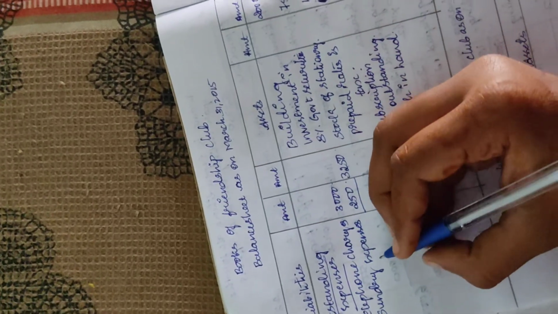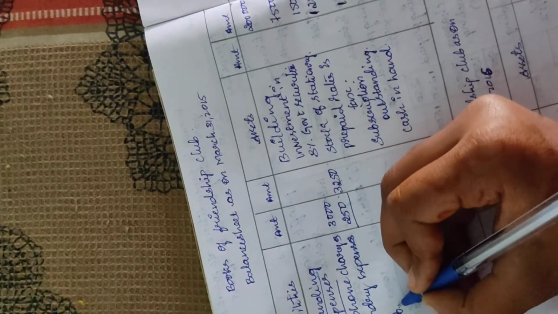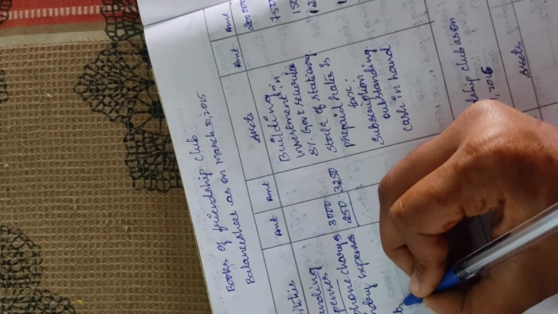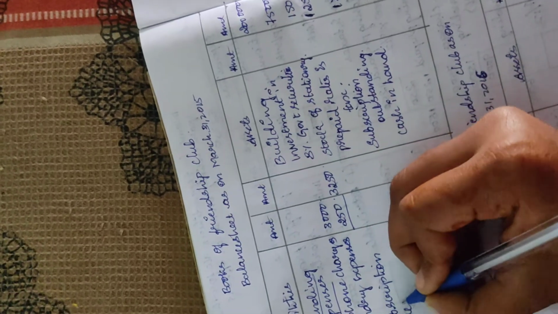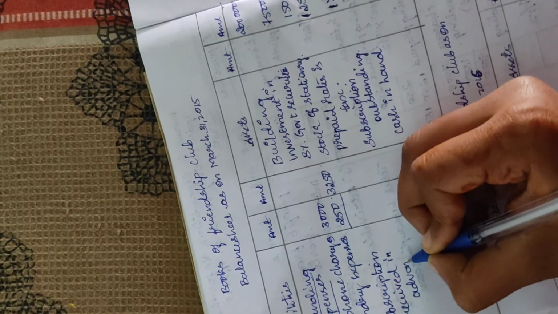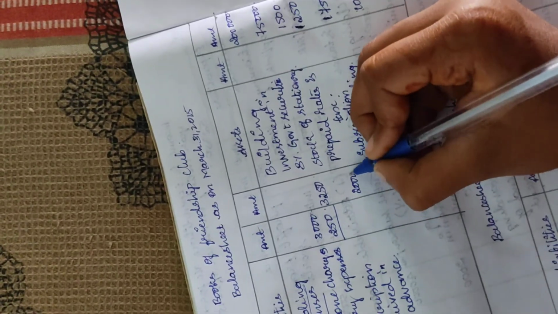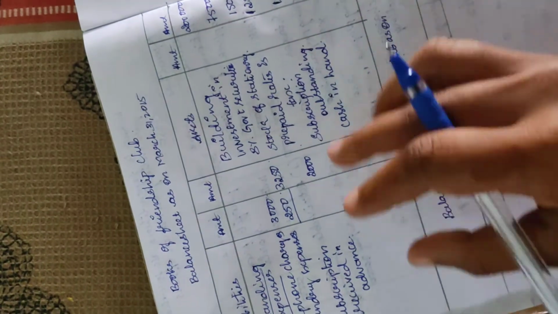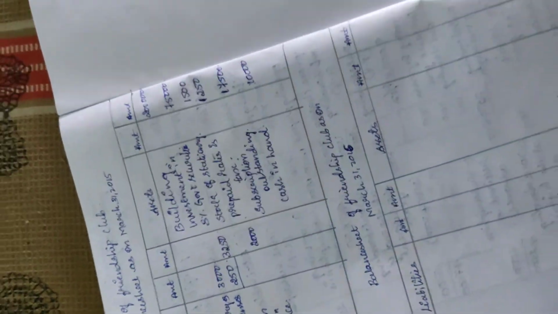And subscription received in advance we have for 2015, which is 2,000. The very first we have calculated in the income and expenditure statement, so we are taking it as subscription received in advance. So that's all we have.